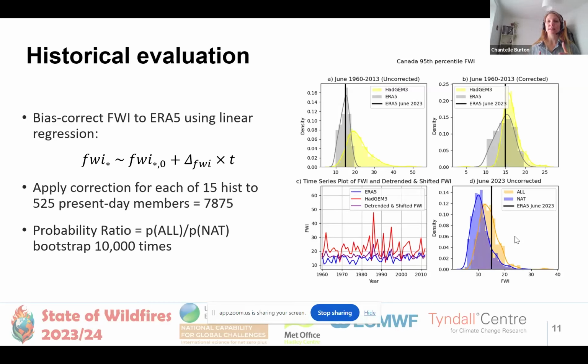We've got 15 historical members to get this trend from, and we apply that to each of the 525 present day members. So we end up with a very large ensemble of nearly 8,000 members to create our probability ratio of how the probability of the event changes under all forcing versus natural only forcing. And we bootstrap this as well to get an uncertainty range.